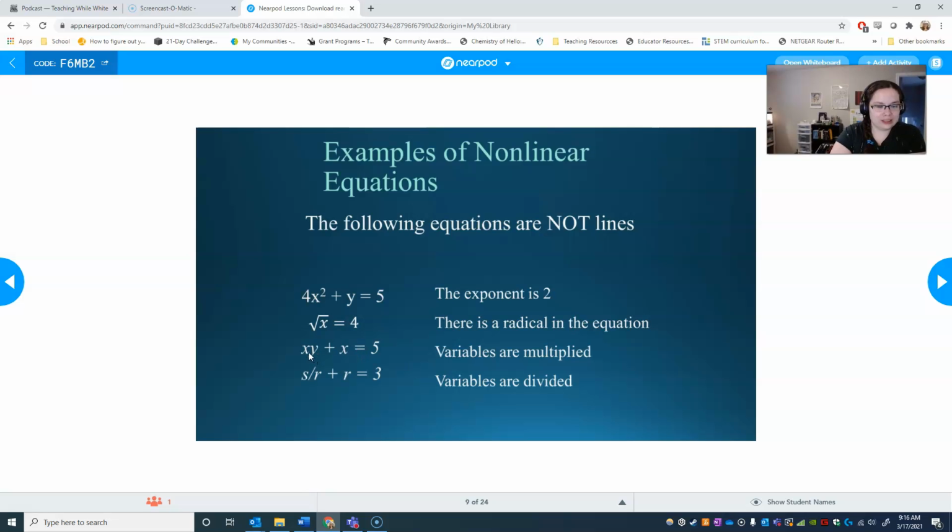This third one, we have our two variables multiplied times each other, so it's not going to be that, also not a line. And then this last one, our variables are divided by each other. So not that one.